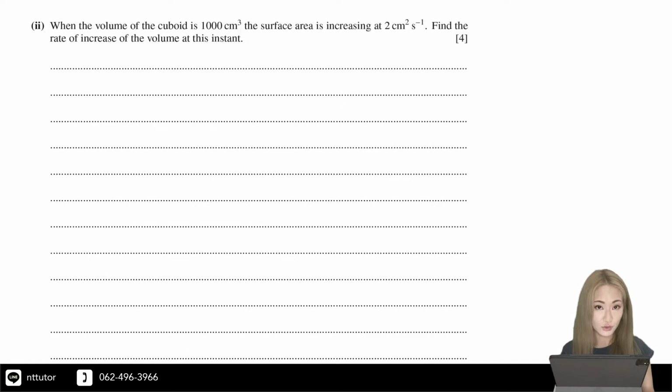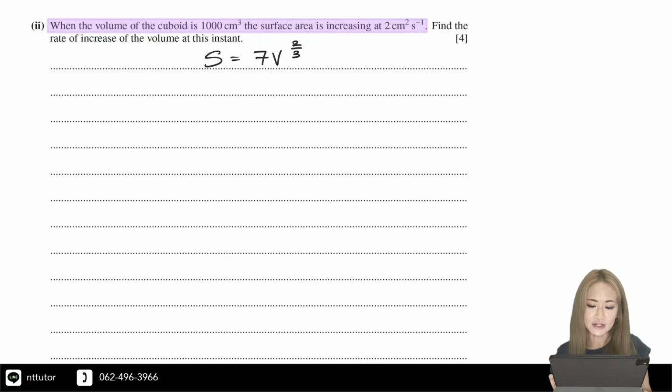Part 2. When the volume of the cuboid is 1,000 centimeters cubed, the surface area is increasing at 2 centimeters squared per second. Find the rate of increase of the volume at this instant. So we have the relation S equals 7V to the power of 2 over 3 from the previous part of the question. And it says that when the volume of the cuboid is 1,000 centimeters cubed, the surface area is increasing at 2 centimeters squared per second.